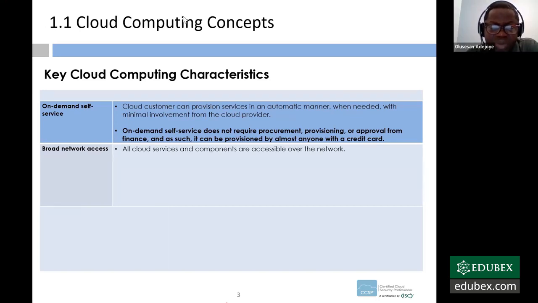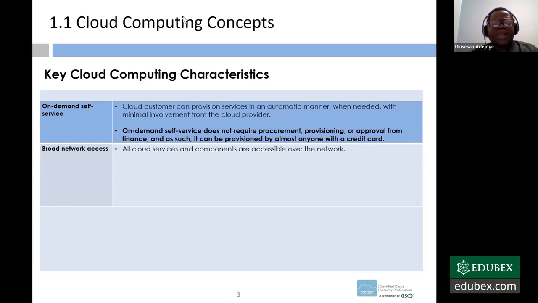Maybe the payment plan should be pay as you go, or I want to take advantage of some cost optimization options in the cloud, because within the cloud, despite the fact that it is a pay as you go model, there are also some other cost optimization options you can use to further reduce your cost in provisioning resources within the cloud. So on-demand self-service does not require procurement.